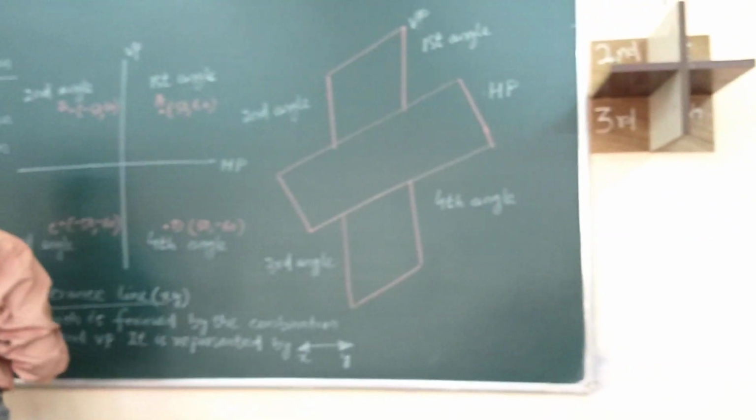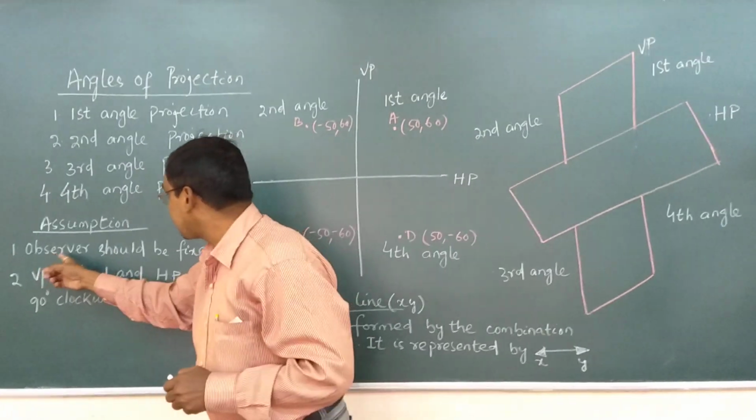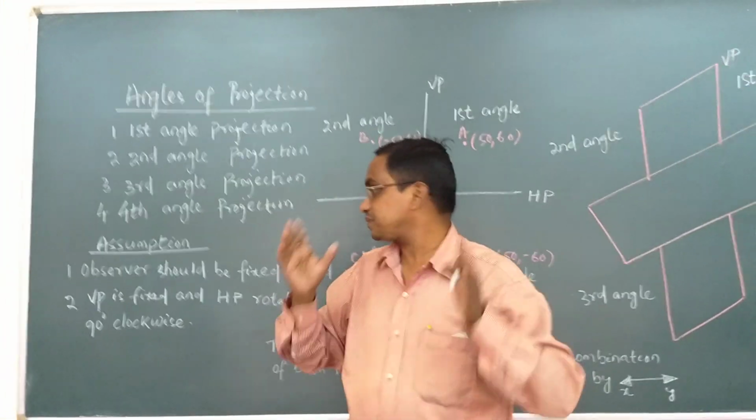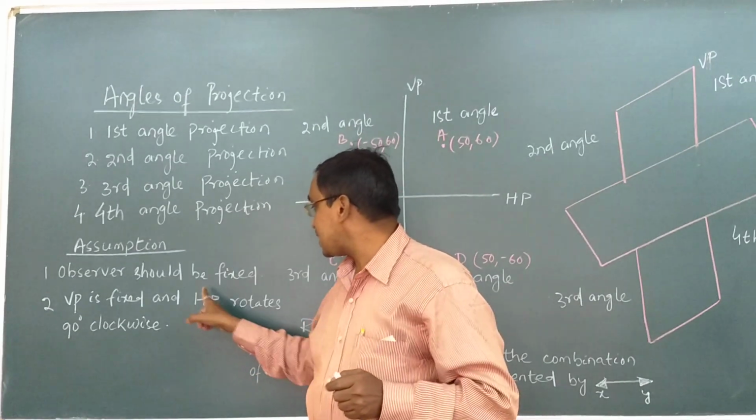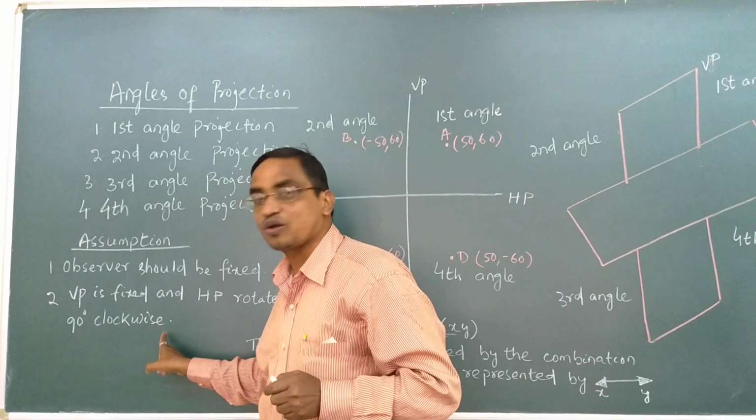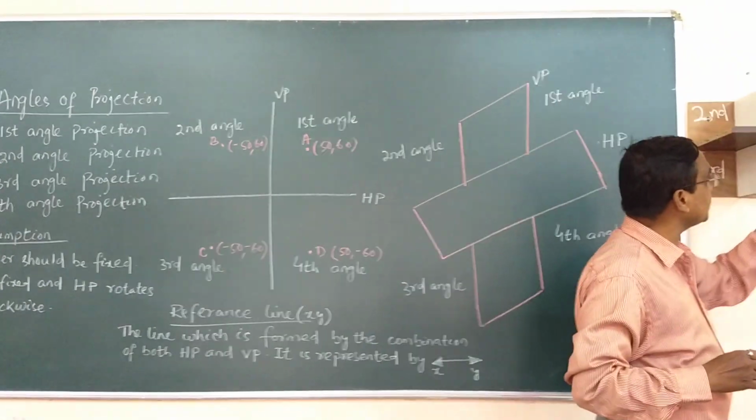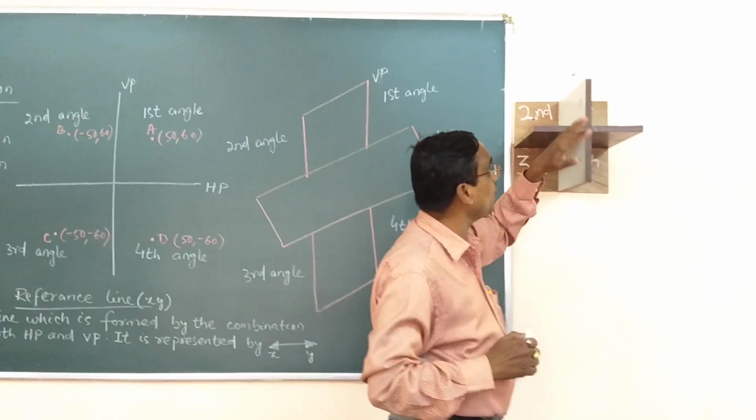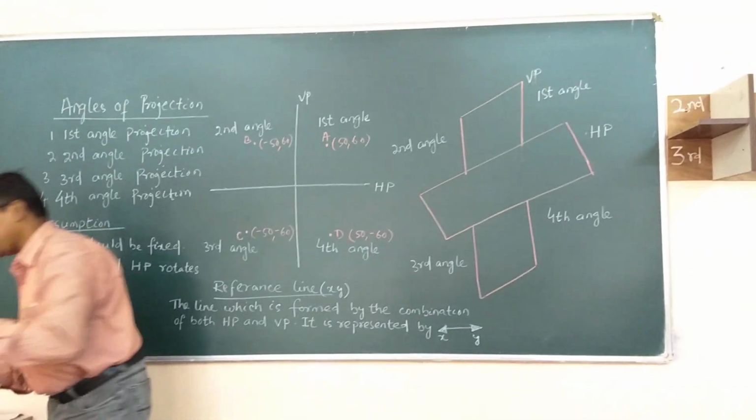Now come to assumption. What assumption will we follow? First thing is the observer should be fixed. I am the observer, my position should be fixed. Second one is VP is fixed and HP rotates 90 degrees clockwise. This is my VP. It should be fixed and HP rotates 90 degrees clockwise. Why? Just to mark.